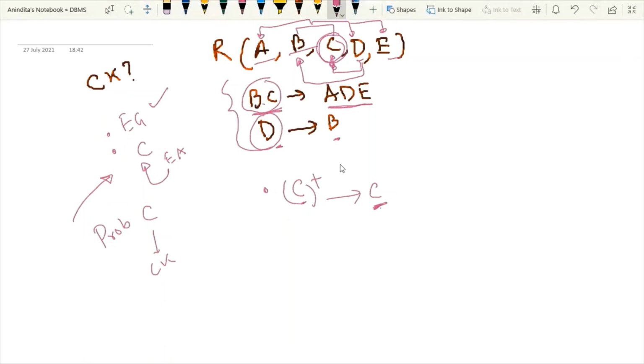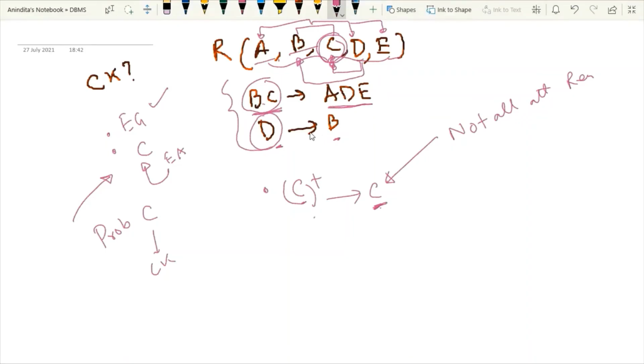So my point is, if I find the closure of C, what am I getting? Here I am getting that not all attributes are reachable. Here I am not getting all other attributes. So here my point is, try to understand.